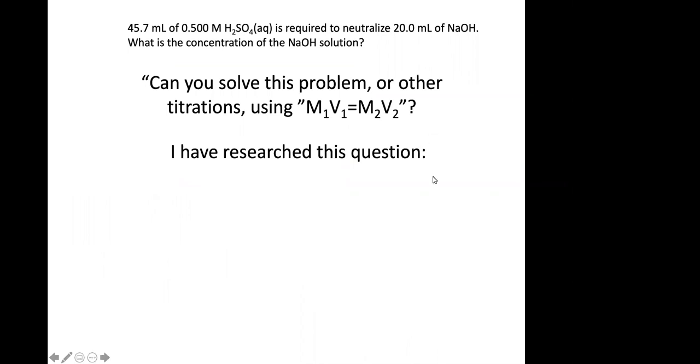Now, sometimes students say, okay, Clark, I get what you're saying, but I can do this more quickly if I use the equation M1V1 equals M2V2. Can I use that for a titration? So help me out here. I'm curious. Tell me in the chat. Do you use this for titrations? Were you told to use this? Is this your general strategy?